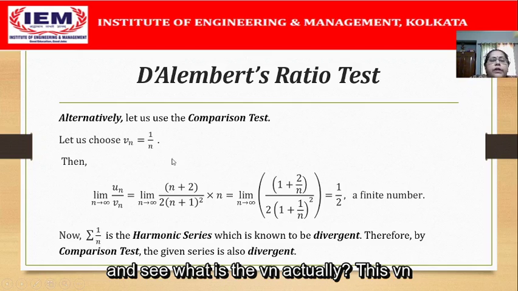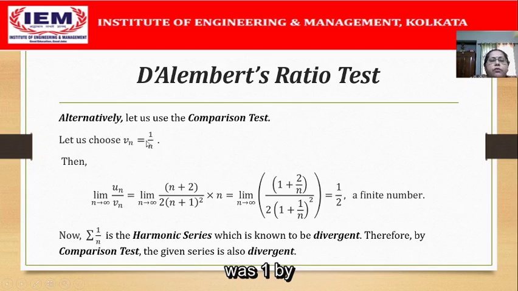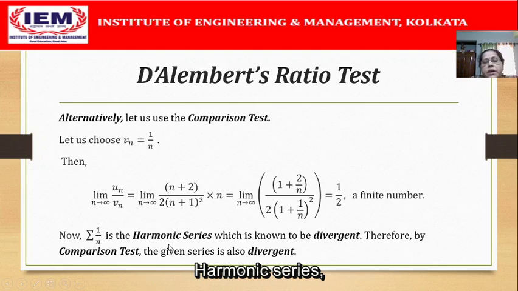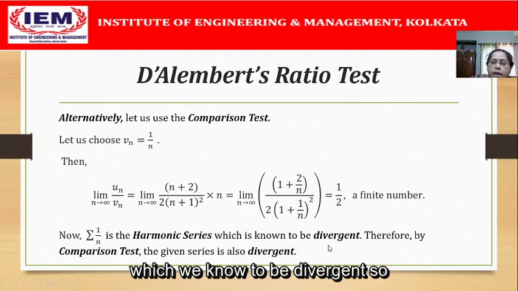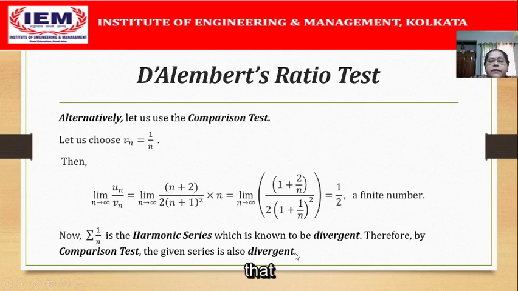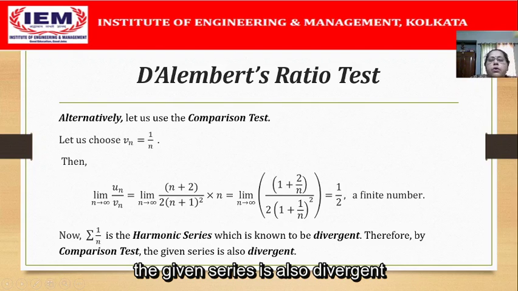And see, what is the vn actually? This vn was 1 by n. So this is actually nothing but the harmonic series, which we know to be divergent. So therefore, by comparison test, we can see that the given series is also divergent.